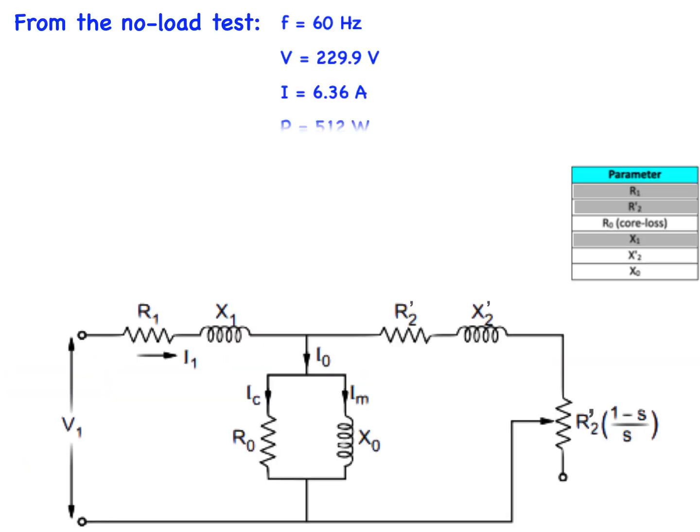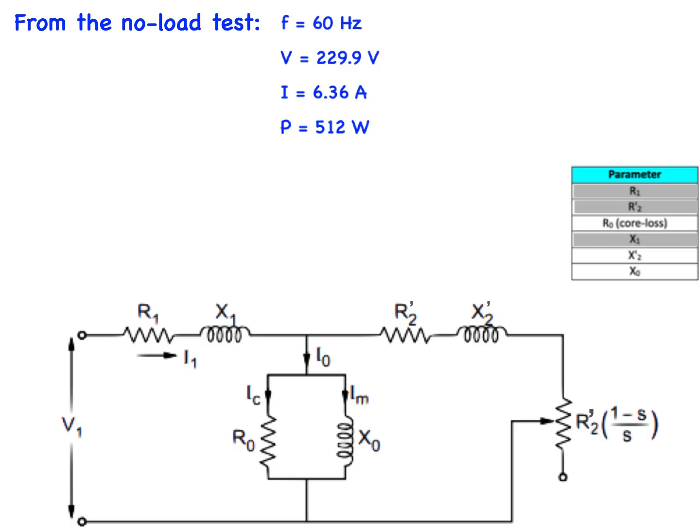During the no-load test, rated voltage at rated frequency is applied. The motor is running at synchronous speed with no mechanical load. The rotor current then is almost zero, as is the slip. So in actual fact, our equivalent circuit will look like this.